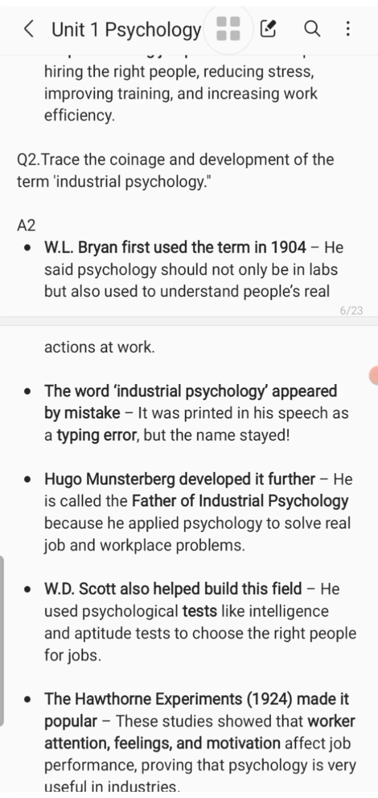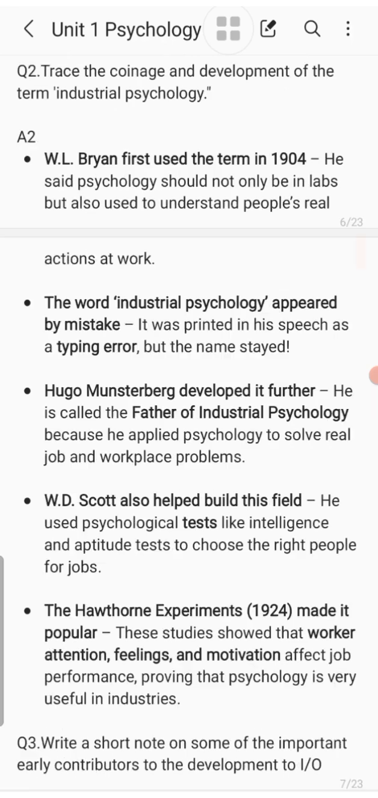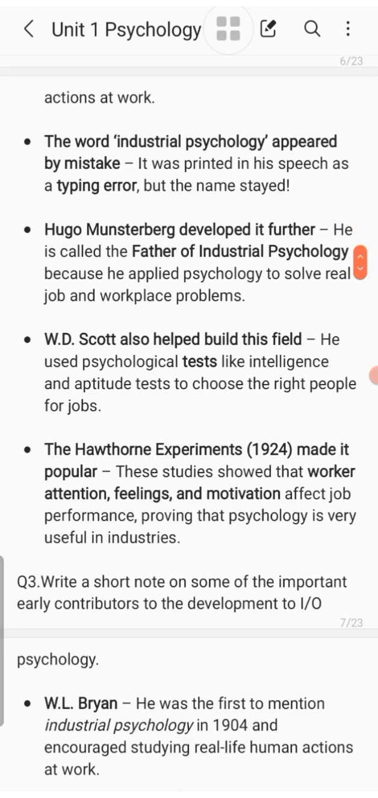Hugo Munsterberg developed it further. He is called the father of industrial psychology because he applied psychology to solve real job and workplace problems. W.D. Scott also helped build this field. He used psychological tests like intelligence and aptitude tests to choose the right people for jobs. The Hawthorne experiments 1924 made it popular. These studies showed that worker attention, feelings, and motivation affect job performance, proving that psychology is very useful in industries.